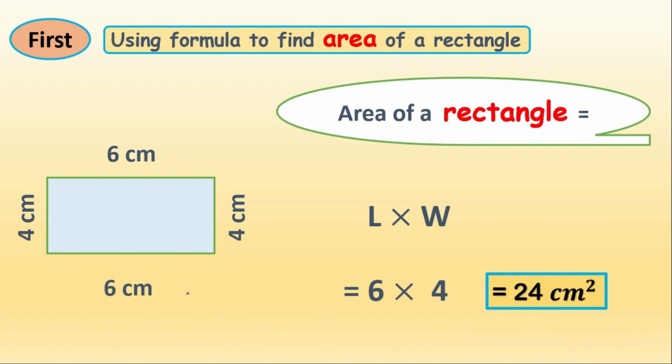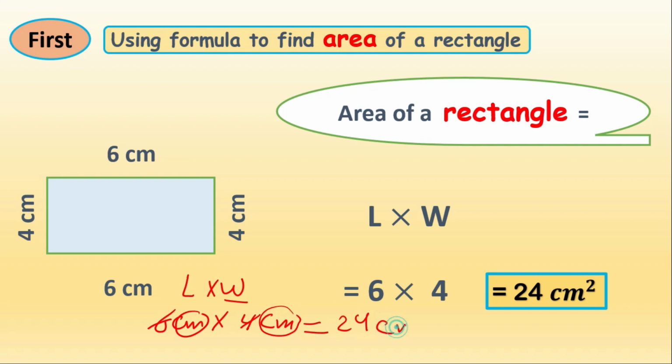Let's see why. To find the area of a rectangle, you multiply length times width. Okay, length equals 6 centimeter times width equals 4 centimeter. So multiply 6 times 4 equals 24. And centimeter times centimeter gets centimeter squared, or squared centimeter. So you have to write the unit of area.